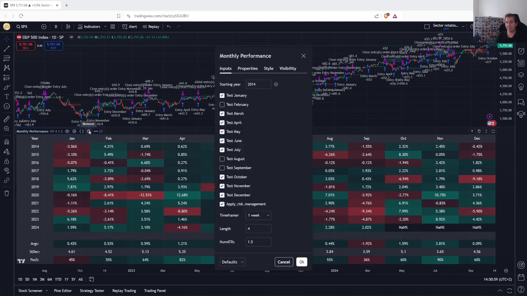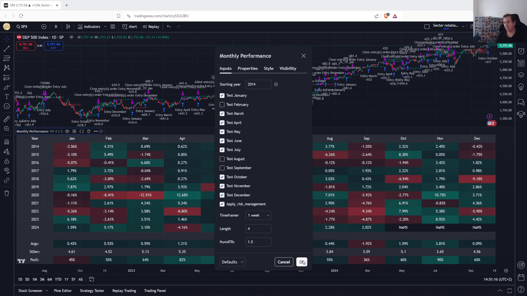So based on these, I have selected here which of the months I would like to trade. In this case, I would like to trade January. I don't want February. I would like to trade March, April, May, June, July. I don't want to trade August. I don't want to trade September, October, November, and December.